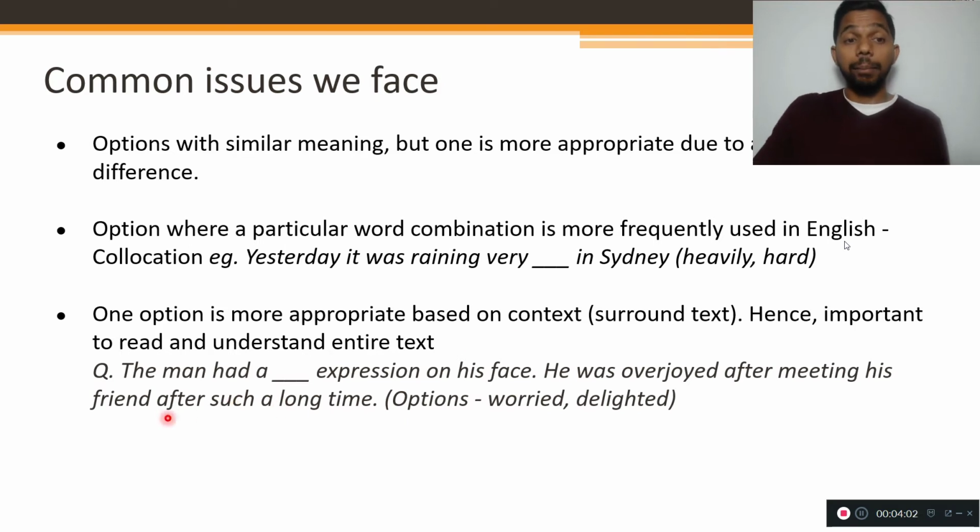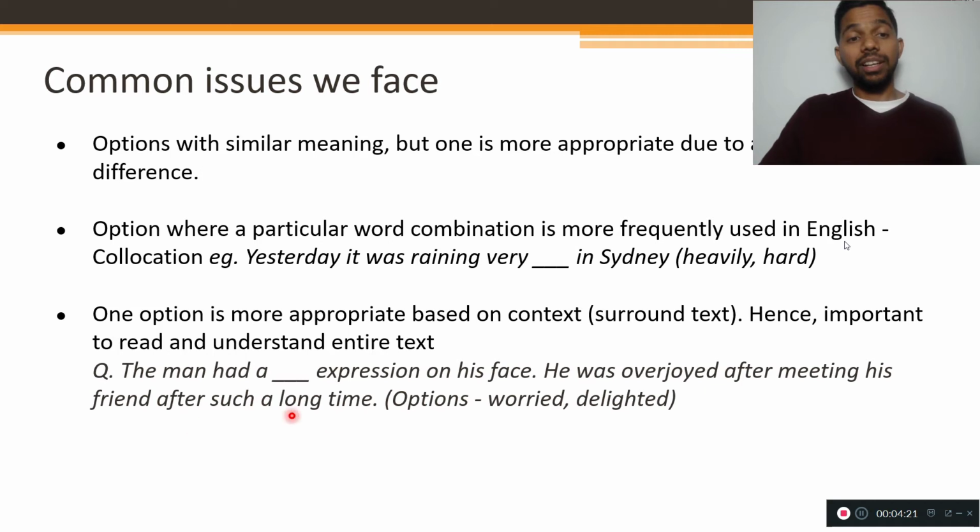I'll give you an example here. I'm giving you simple examples just so you can identify what the patterns are. Obviously, in the exam or in your practice, you might find slightly different examples. In this example, we have: the man had a blank expression on his face. He was overjoyed after meeting his friend after such a long time.